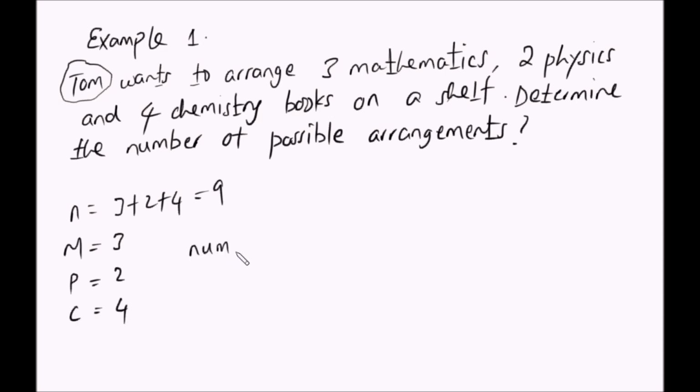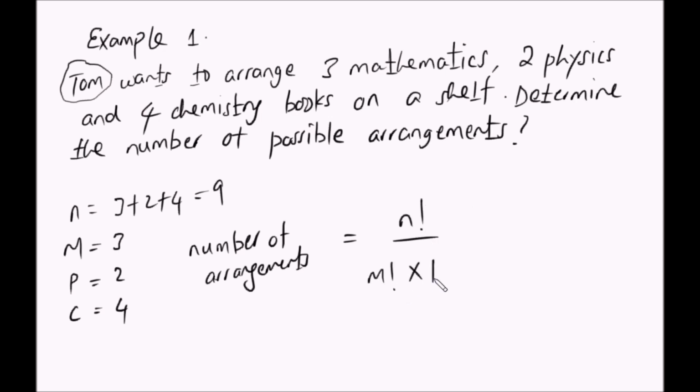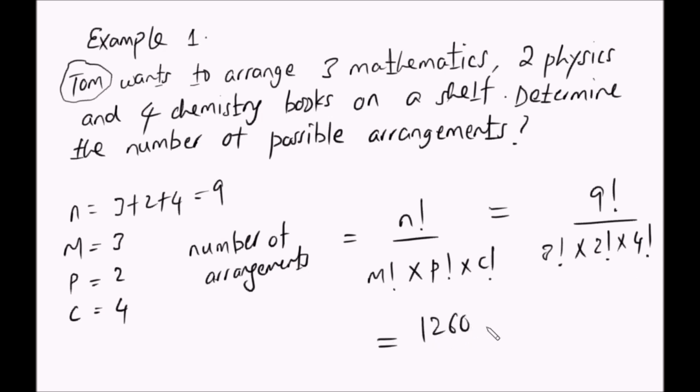So the number of arrangements, kwa hiyo ni formula yake itakuwa ni n factorial over m factorial times p factorial times c factorial. Kwa hiyo ni 9 factorial over 3 factorial times 2 factorial times 4 factorial. Ambao kutumia calculator hapo, you just get 1260 arrangements. Yeah, this is example 1. Let's now see example 2.